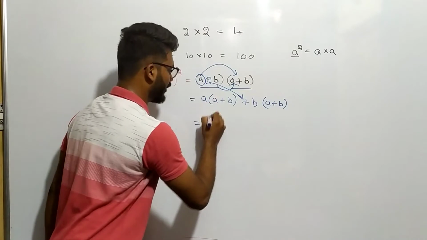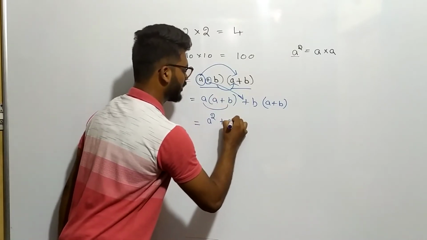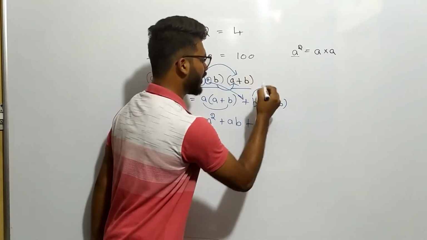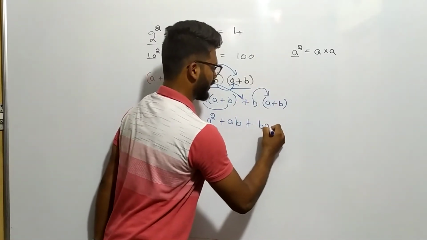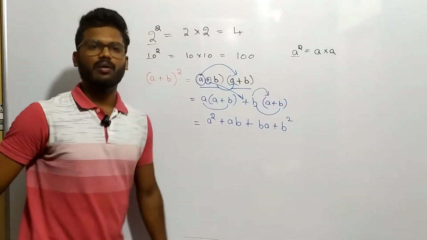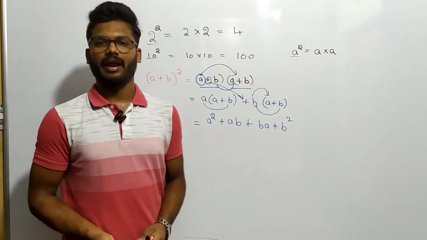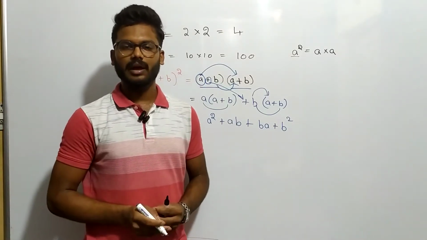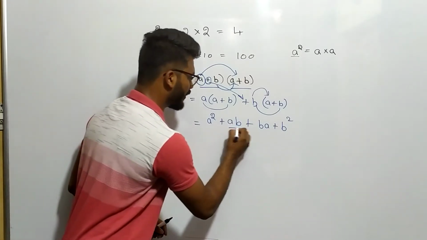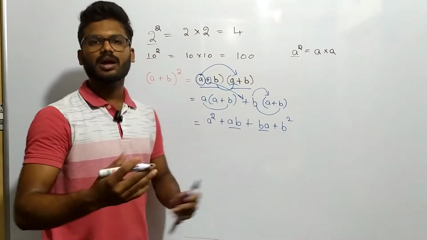Now what will you get? a into a gives a². a into b is ab, plus b into a is ba, plus b into b is b². Now, in algebra, which terms can we add? We can add like terms. Like terms mean the same power and the same variable. Here we have ab and ba. Are these two like terms or not?